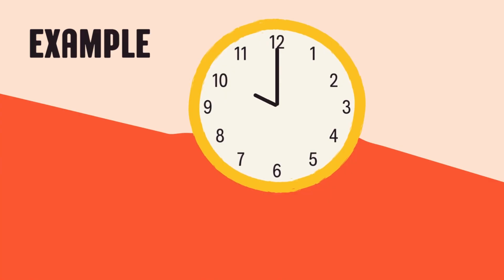Now, look at this clock. Small hand is at 10, that means 10 hours past, and big hand is at 12, means 0 minutes past. So it can be read as 10 a.m. or 10 p.m.